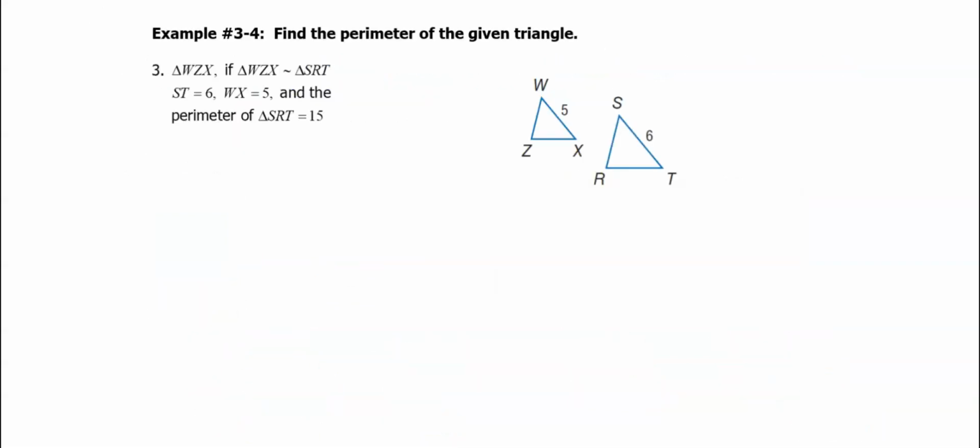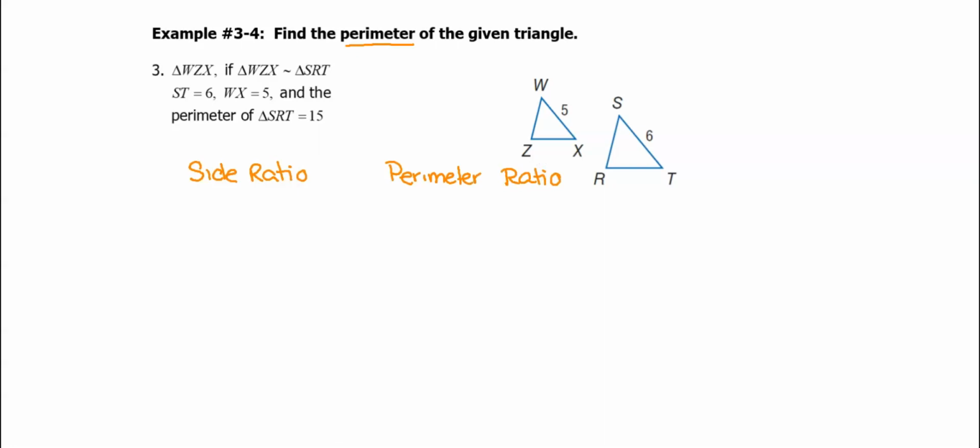Okay, so in example 3 and 4, we're going to talk about finding the perimeter. And as you wrote down in theorem 7.1, the side ratio or the scale factor is the same as the perimeter ratio. So I'm going to write this up as side ratio. It's the same thing as the scale factor. And then over here I'm going to put the perimeter ratio, just so I organize my work.